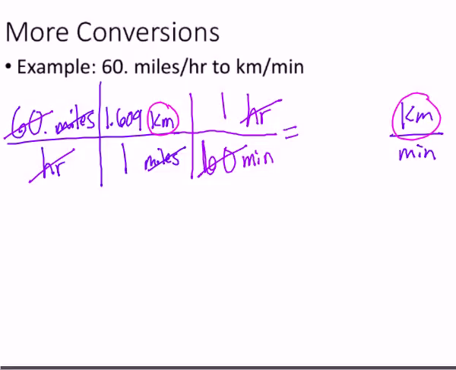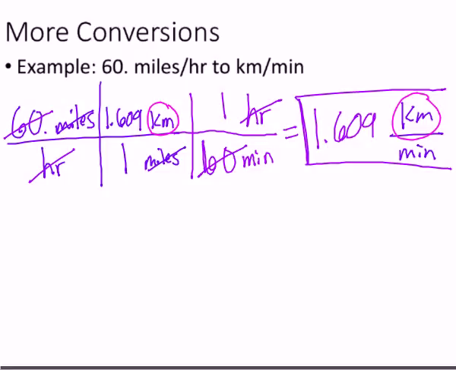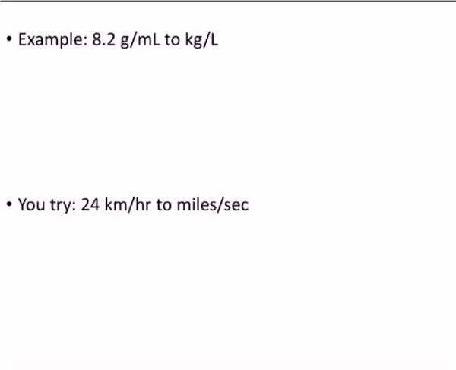So our final answer, you can do the math to check and see if I'm right. 1.609 kilometers per minute. Questions? All right, I want you guys, let's do another one together, and then I'll have you guys try one on your own. So we've got 8.2 grams per mil.